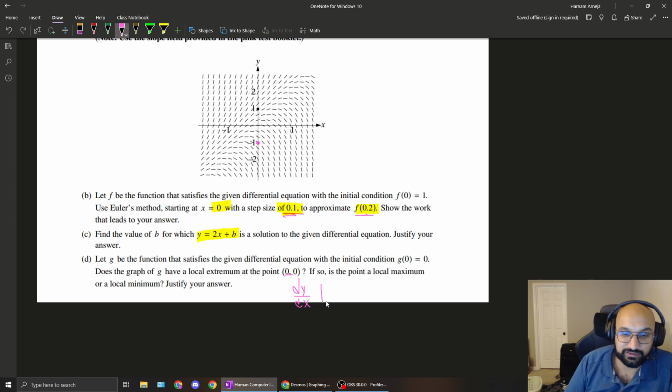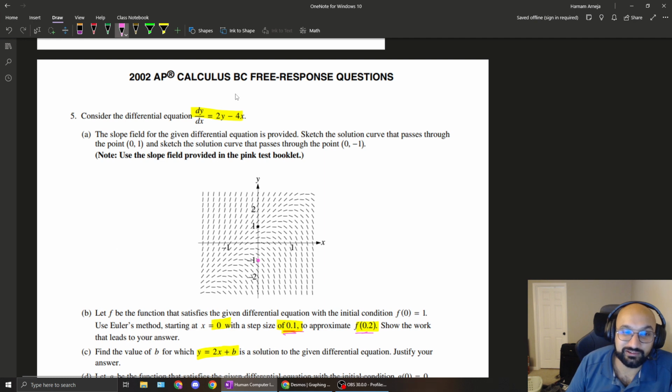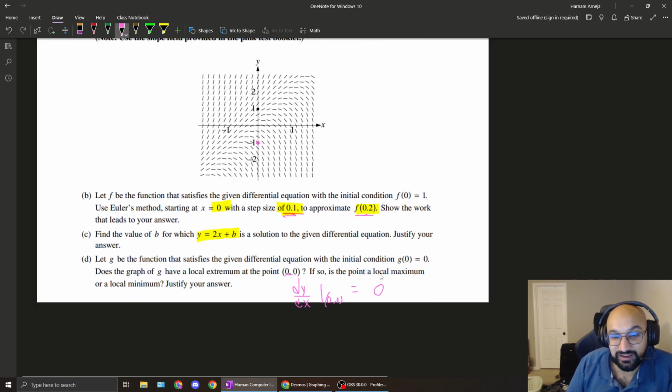So dy dx at 0, 0 is 0, which is good. That's a chance that it's an extrema. And then how do we know if it's a local max or min? Well, we'd have to use the sign chart. We can't really make a sign chart because we have no idea what the function's doing. So instead, what we do is the second derivative test. So use the second derivative test to answer part D.